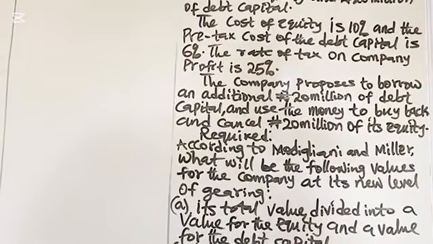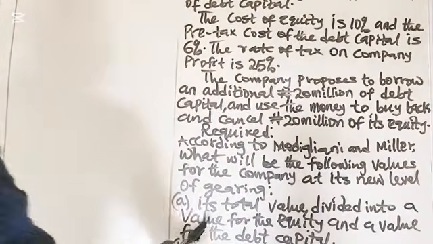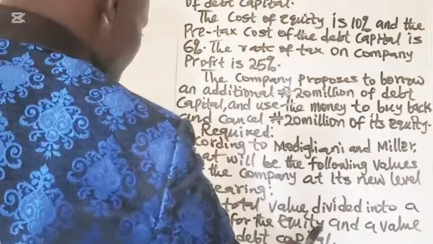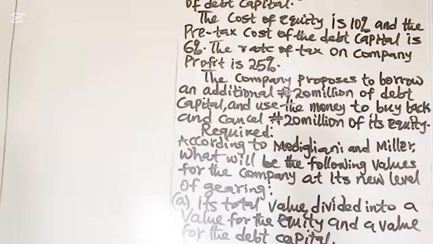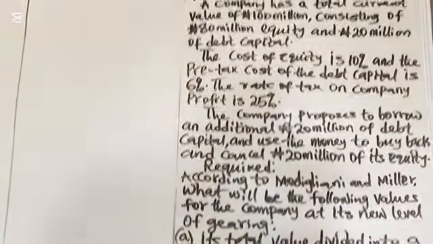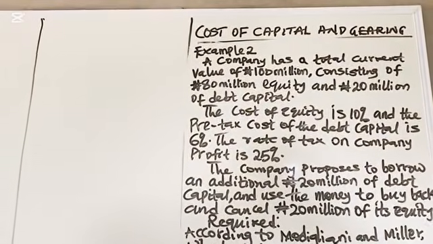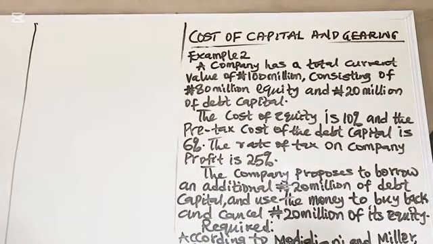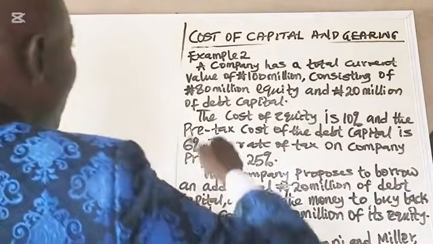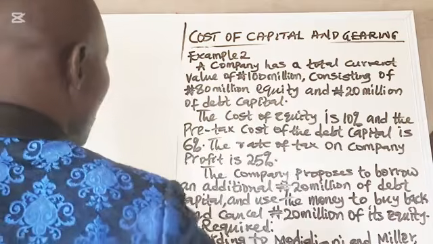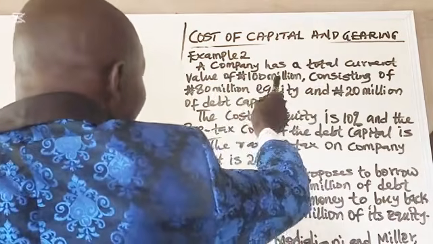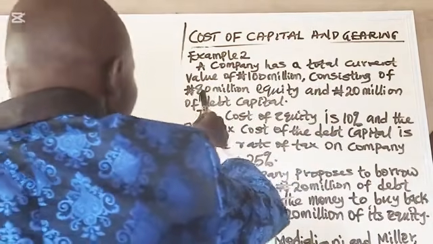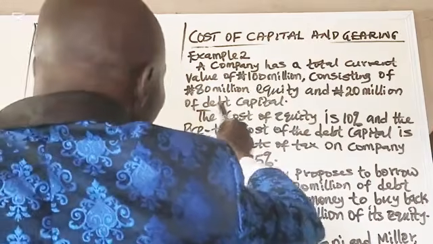In the A part of the question, you are to calculate the total value divided into value of equity and value for the debt capital. So we want to use the Modigliani and Miller proposition to determine the value of the company. Now this company was geared. The company has a total current value of 100 million. That is the total market value of the company. And this market value consists of 80 million equity and 20 million of debt.